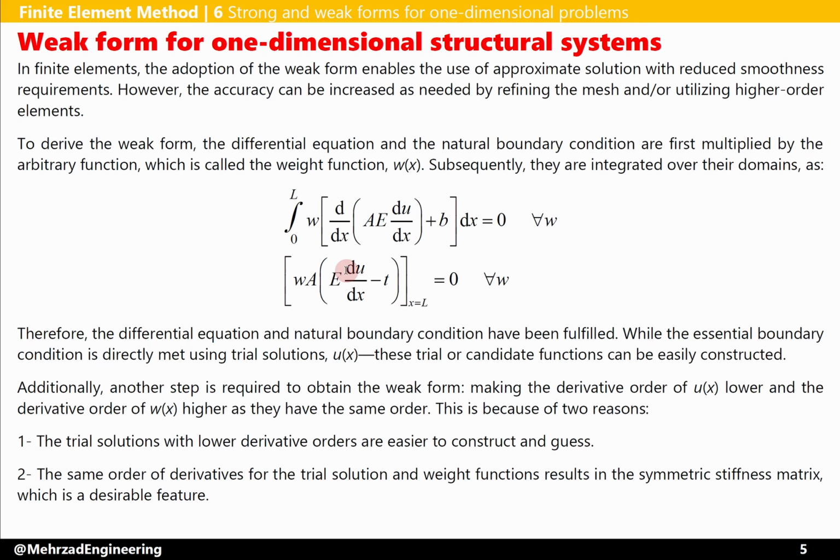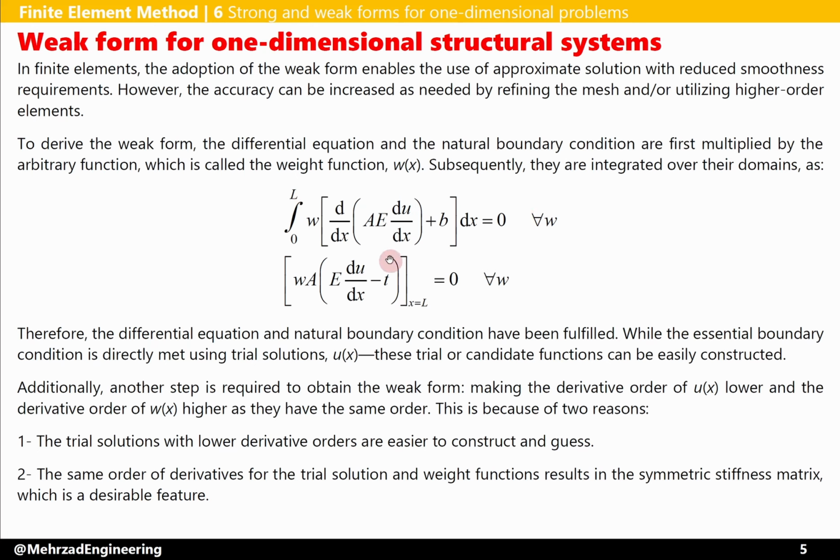So, to derive the weak form, the first step is multiplication of the differential equation and natural boundary condition by an arbitrary function which is called the weight function w(x), and then we need to integrate them on their domain. So this is the differential equation. I multiply this by w and then I integrate this from 0 to L on the domain of the problem along the length of the bar. It must be fulfilled for all w functions.